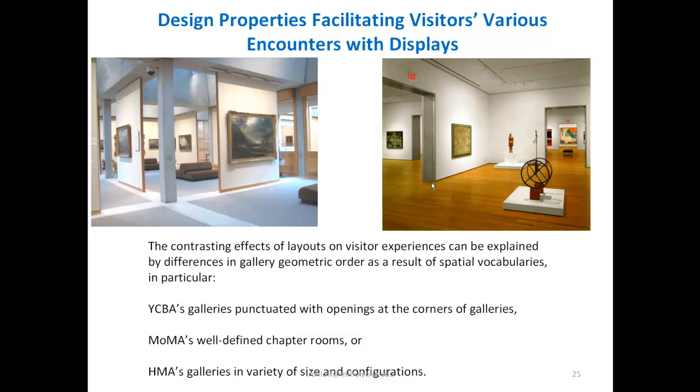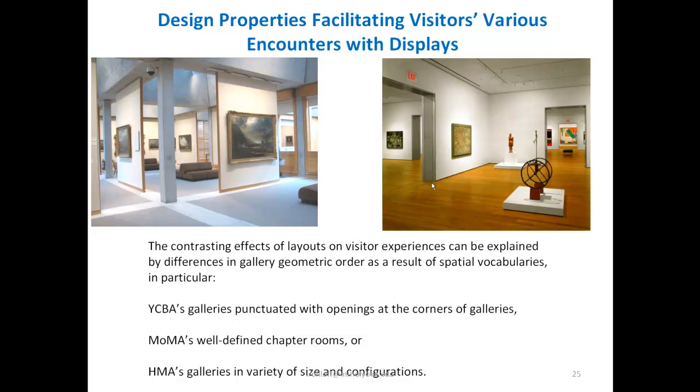So from these findings, by looking at the morphological variations of these three museums, we can discuss that these contrasting effects of layouts on visitors' experiences can be explained by differences in gallery geometric order as a result of the spatial vocabularies. In particular, these vocabularies are characterized in the Yale Center for British Art by galleries punctuated with openings at the corners of the galleries, as opposed to MoMA's well-defined chapter rooms, which are connected axially, not at the corners. And also High Museum of Art's galleries, with a variety of sizes and configurations, create this difference from the Yale Center for British Art.